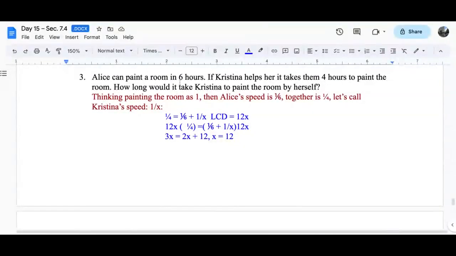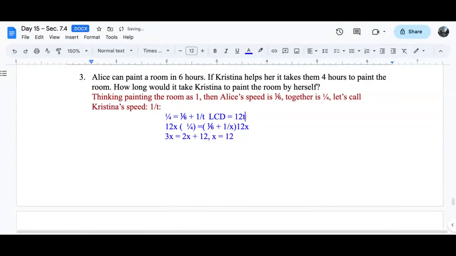Alice can paint the room in 6 hours. Very similar to the first one, right? And if Christina helps her, it takes them 4 hours to finish together. So how long will it take Christina to finish by herself? We're going to use the same idea. That means Alice's speed is 1 over 6, and together is 1 over 4. And we just don't know Christina's. Let's call Christina's 1 over t.